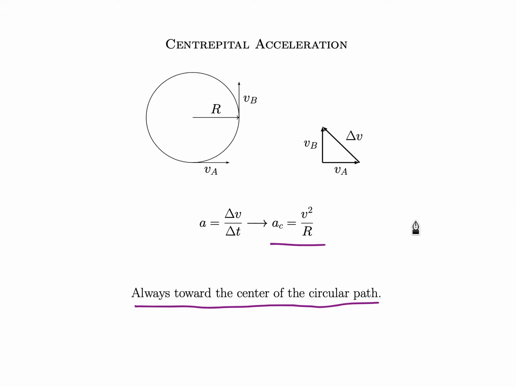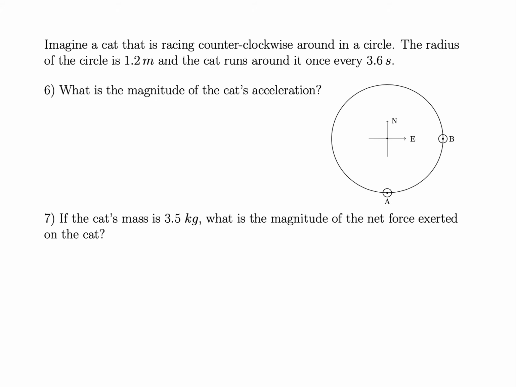And to reiterate, it calculates for you an object's acceleration if the object is moving around a circle at constant speed. So let's go back to our cat problem and see if we can calculate the centripetal acceleration of the cat. So remember that the cat is going around the circle once every 3.6 seconds. And we decided that its speed is 2.3 meters per second. So what if we want to calculate the magnitude of the cat's centripetal acceleration?